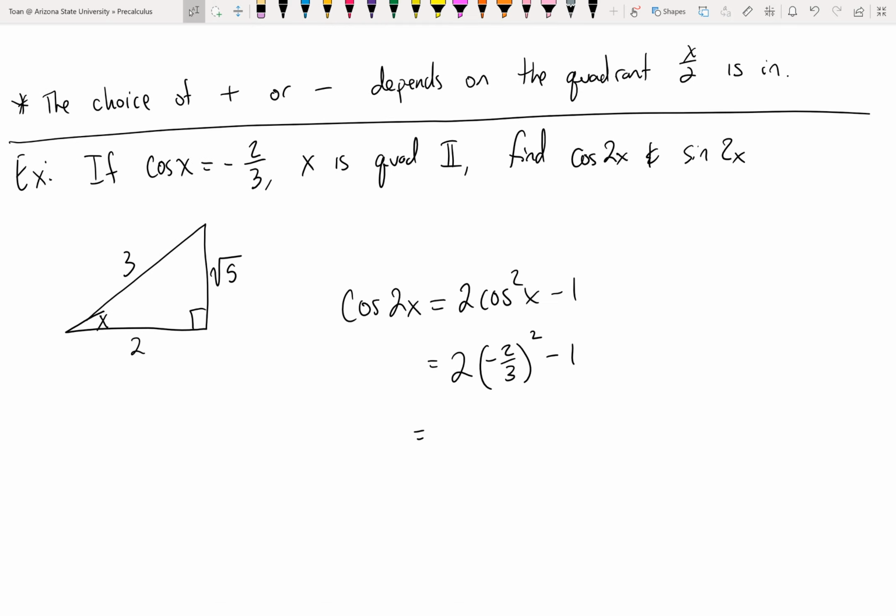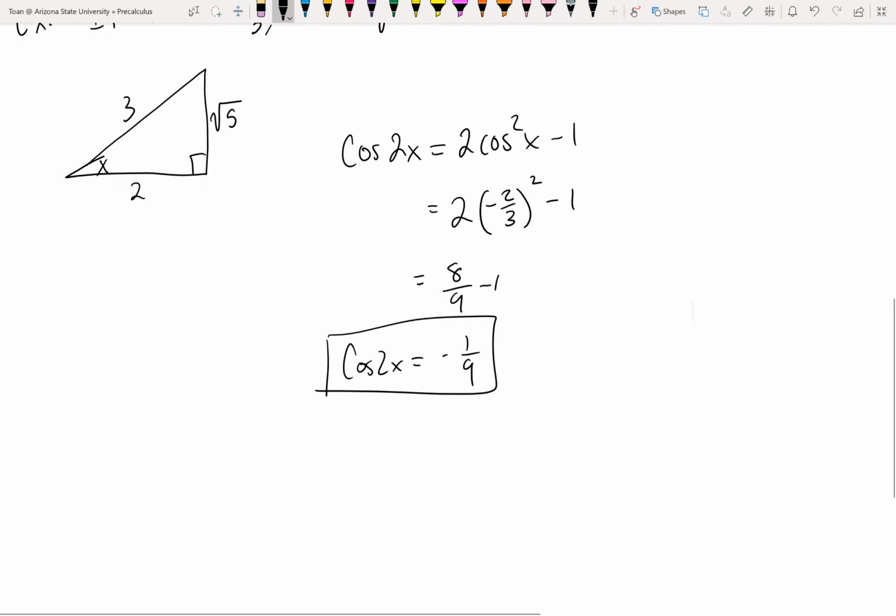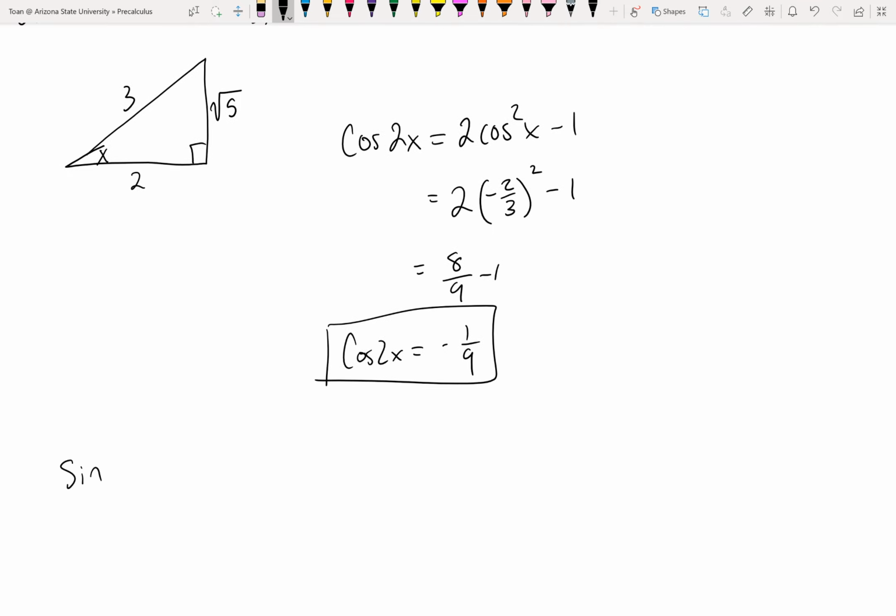Now the negative doesn't really matter because we're eventually going to square things. So that gives us what? 4/9. So that's 8/9 minus 1, which is negative 1/9. Right? So that's what cosine of 2x equals. Now I have to find what sine of 2x equals. And again, I'm just going to follow the double angle formula. According to the double angle formula, you can look back in your notes. I'm not going to bother scrolling up again. It's going to be 2 sine of x cosine of x.